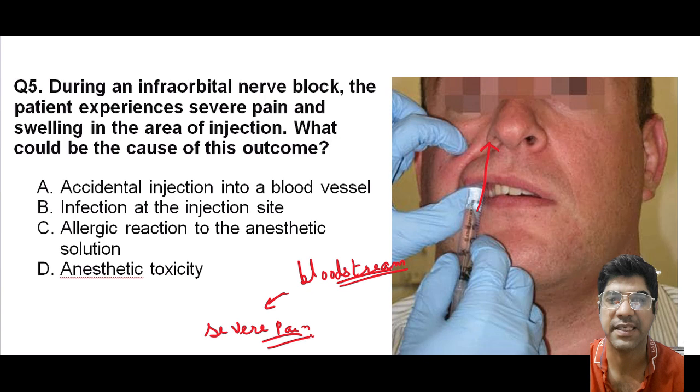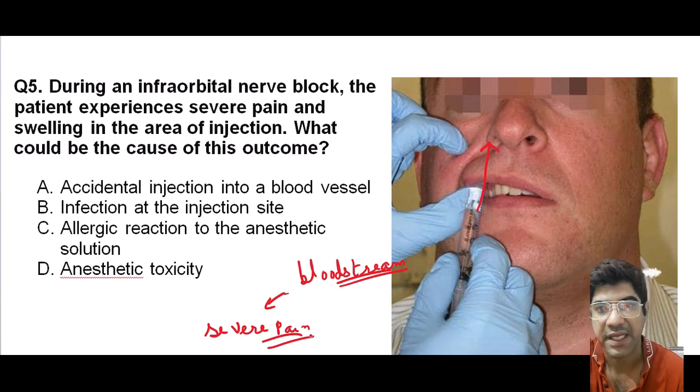Option C, allergic reaction to anesthetic solution. Allergic reactions to local anesthesia are rare but possible. They are associated with itching or rash or systemic symptoms. The patient experiences systemic symptoms like breathing difficulty and drop in BP, so they are not typically allergic reaction symptoms. So the answer here is A.